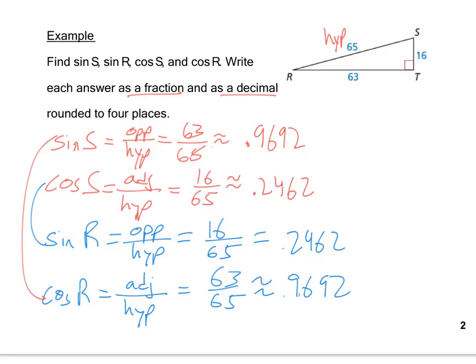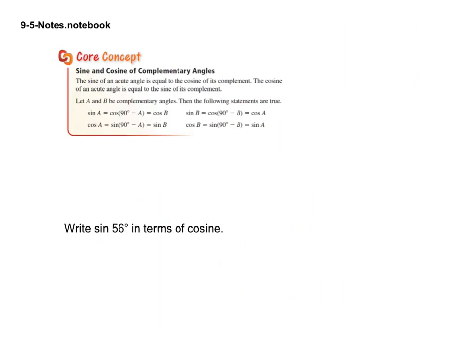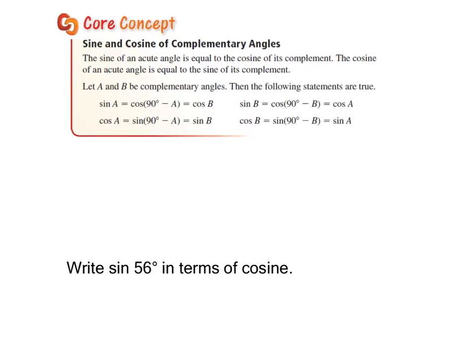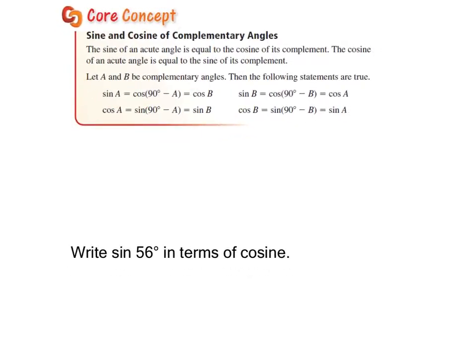So here's another quick interesting theorem, that the sine of an angle is equal to the cosine of its complementary angle, 90 minus A, okay? The cosine of an angle is equal to the sine of its complement, so on and so forth, okay? So in a right triangle, the sine of one of the angles is equal to the cosine of the other.